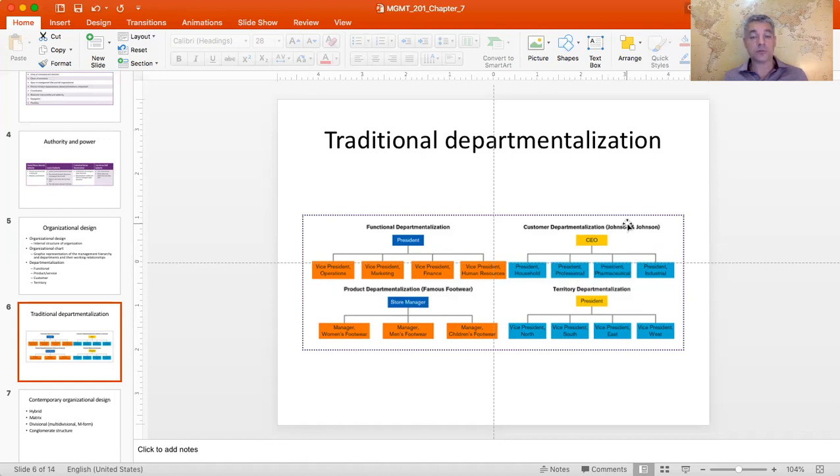So, Johnson and Johnson here is an example. You may have a household department, professional, pharmaceutical, and industrial. And for territory, yeah, this is obviously a very simplistic organization, but it just splits the markets into north, south, east, and west. And then under each of those departments, you will probably have those same functions represented. Things like operations, marketing, finance, and HR.